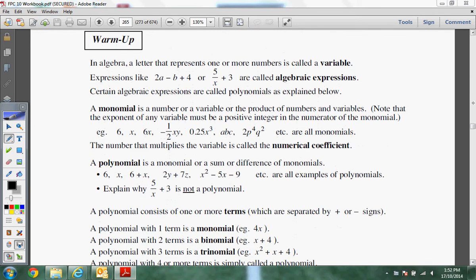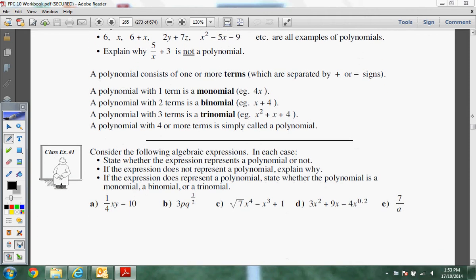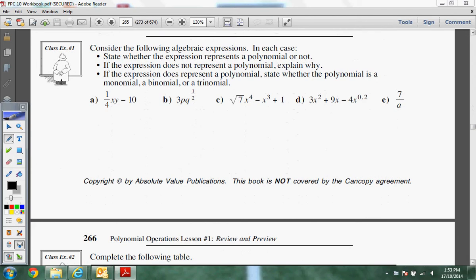In algebra, a letter represents one or more numbers. It's called a variable. So we're familiar with variables: a, b, x, y's, etc. Here's what I just pretty much said. A monomial is 1 term, like 4x. A binomial is 2, x plus 4. A trinomial, x squared plus x plus 4. I'm just not going to read that to you. If you want to read that, you can.